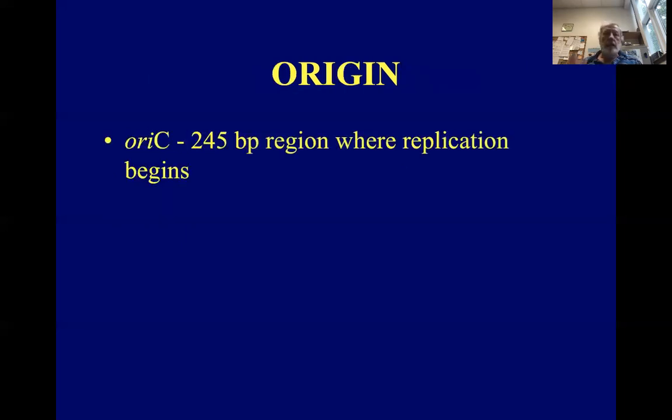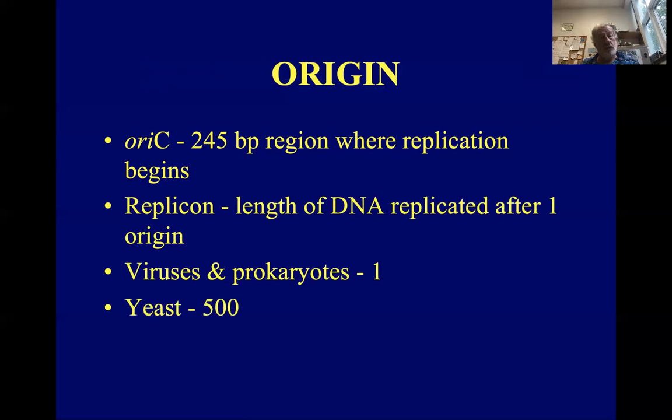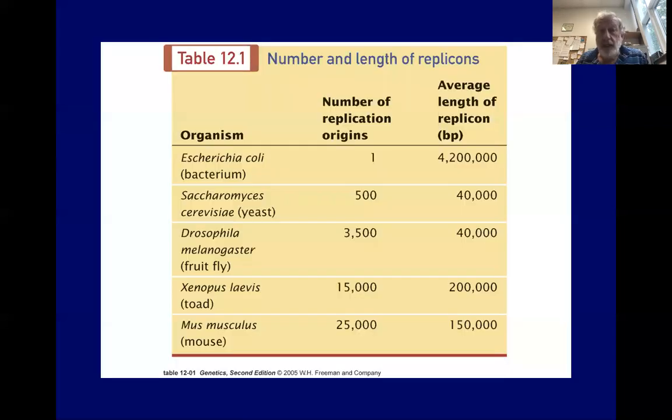So the origin, and this is mostly for E. coli, the ori is a 245 base pair region where replication begins. A replicon is defined as a length of DNA replicated from a single origin. Viruses and prokaryotes only have a single origin. Yeast, which is a unicellular eukaryote, has about 500 origins. Mammals can have up to 60,000 origins, because we have pretty large genomes. And with different linear chromosomes, there would have to be at least one origin per chromosome, but there really are many.